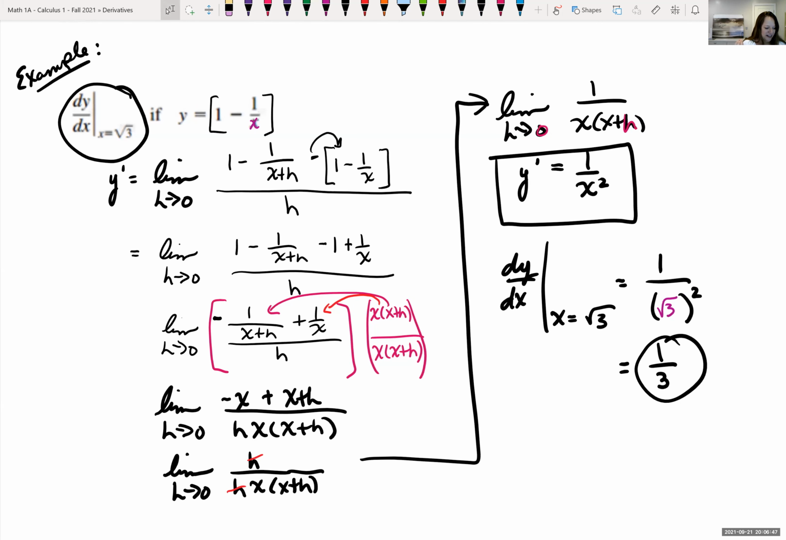So what is that representing? If we graphed that function of y, if we looked at x equals root 3, we would see that it has a slope there of 1/3.